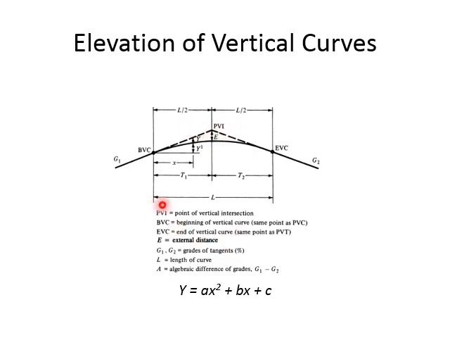And then we have the length of the curve. Now half of the curve is on one side of PVI and half on the other side. So if you take the difference from beginning to intersection, it will be half of the length. Then from intersection to end, it will be half of the length. And then we have G2, which is the final gradient of the curve.